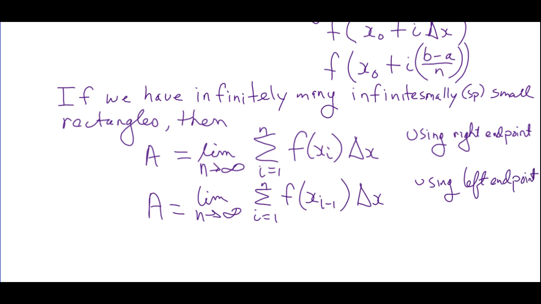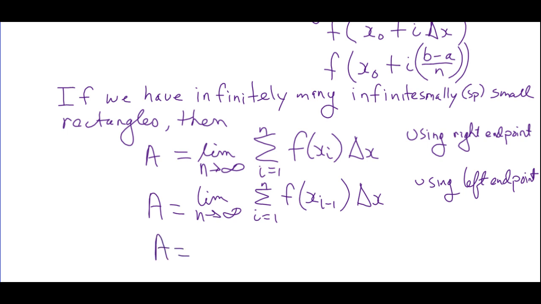Okay, so you have a choice. You're saying which end of the rectangle is going to represent the height, the left end or the right end. If we choose the right end, then this number matches up with the rectangle. I is always the rectangle number. Rectangle number 1 uses f of x1 for the height, rectangle number 2 uses f of x2. If I use the left endpoint, rectangle number 1 uses x sub 0, the left side, for the height.